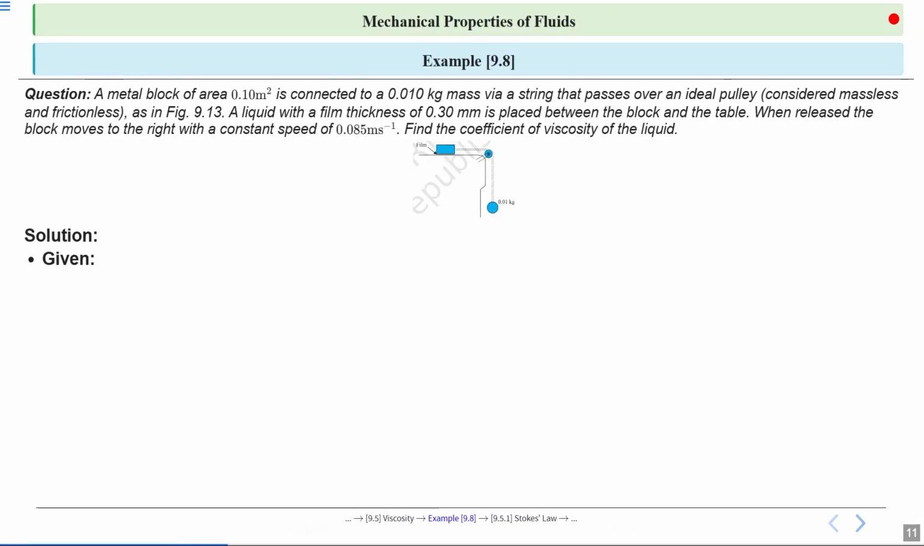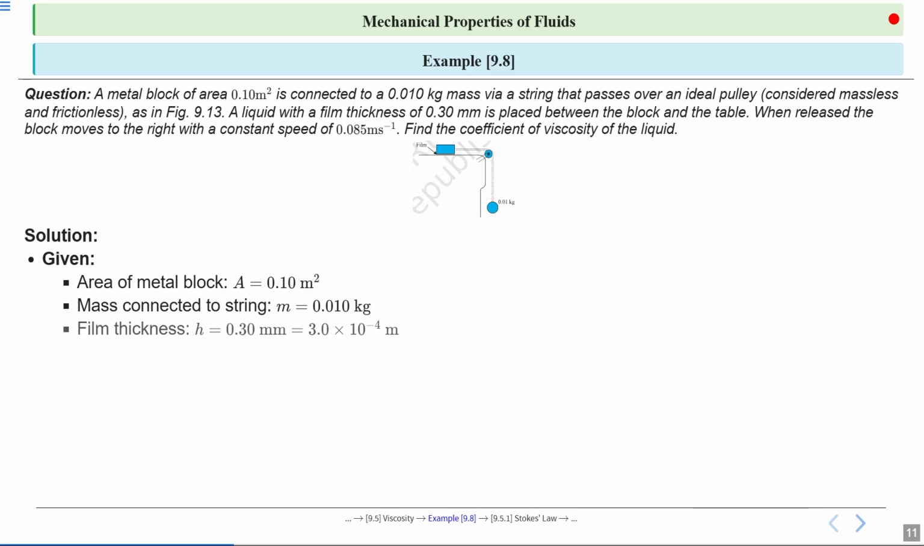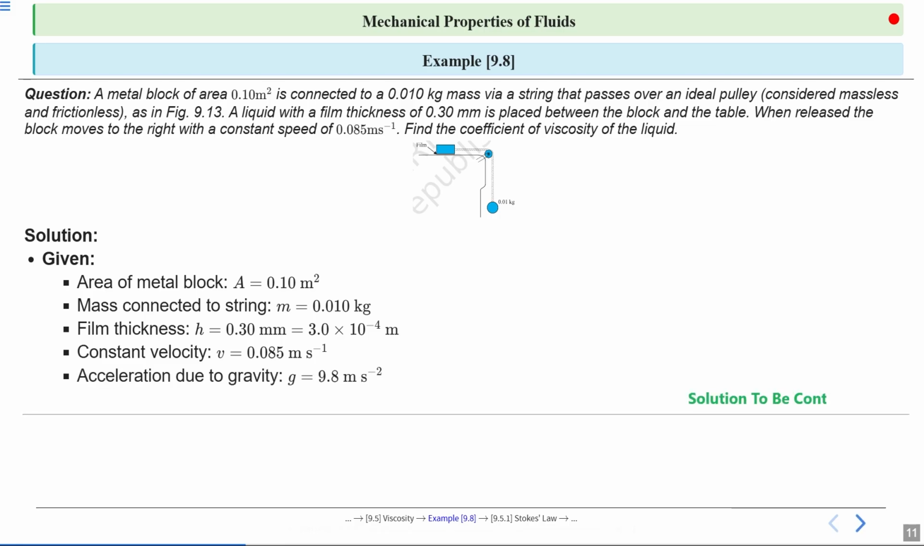So let's start by listing all the information given in the problem. Area of metal block A equal to 0.10 meter square. Mass connected to string M equal to 0.010 kg. Film thickness H equal to 0.30 mm, which is equal to 3.0 into 10 raised to the power minus 4 meter. Constant velocity V equal to 0.085 meter per second. Acceleration due to gravity 9.8 meter per second square.